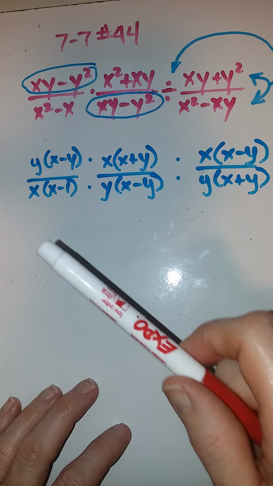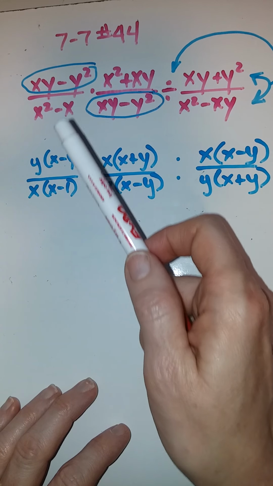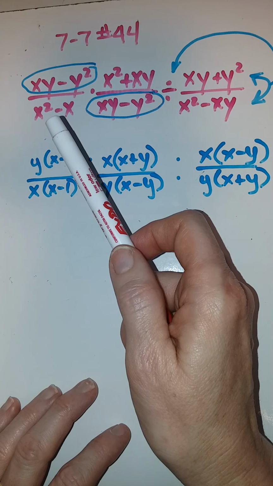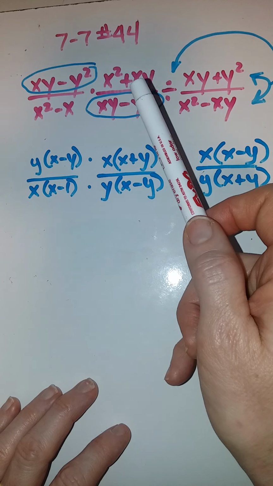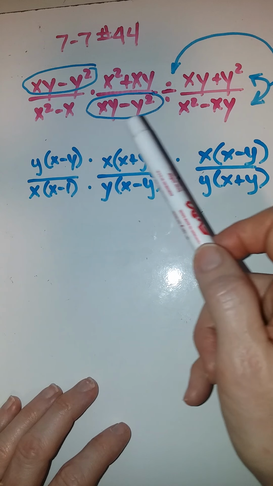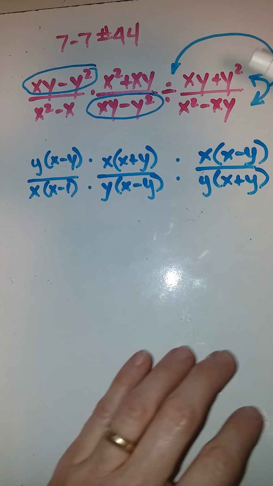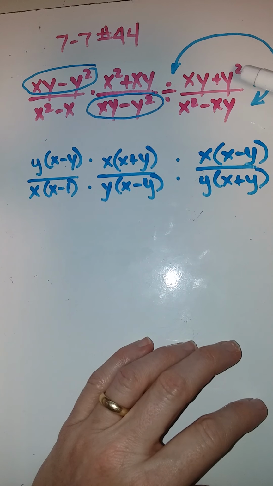So now we can look at the individual numerators and denominators. Let's look at this one. We realize that we can factor out a y, and when we factor out a y, we get x minus y left over. We see we can factor out an x here, and we get x minus 1. We look right here, x squared plus xy, and we realize we can factor out an x and get x plus y. We look at the denominator here, and we realize we can factor out a y and get x minus y. And then this denominator, which is going to become the numerator here, we can factor out an x and get x minus y. And this is going to become the denominator. We're going to factor out a y, and we'll get x plus y.